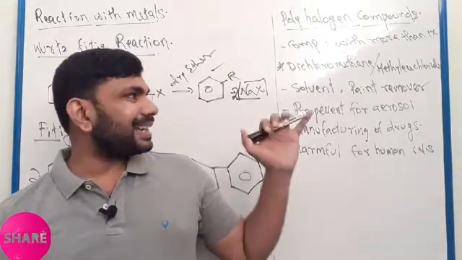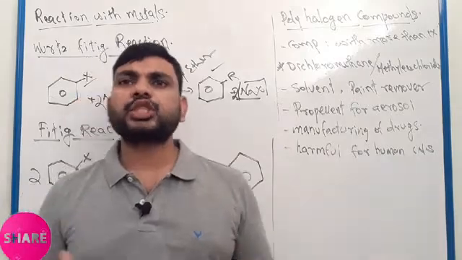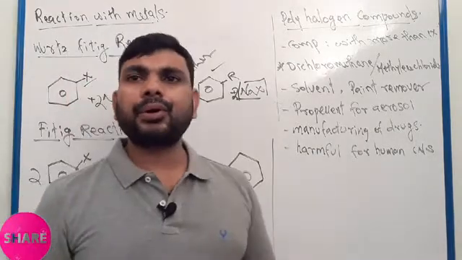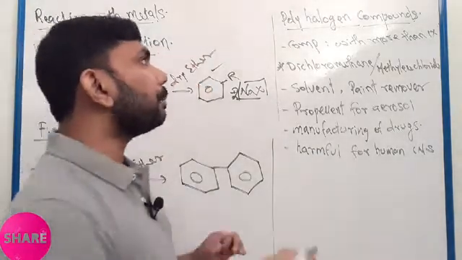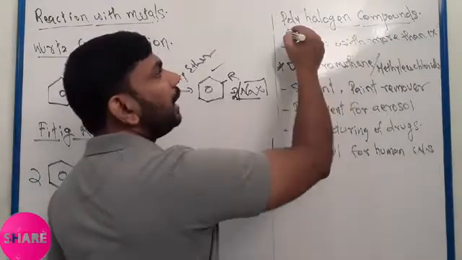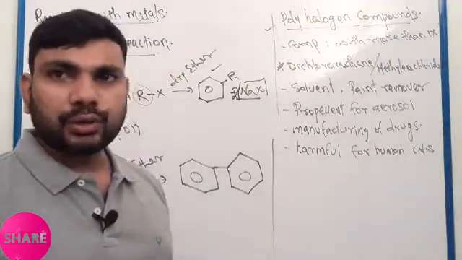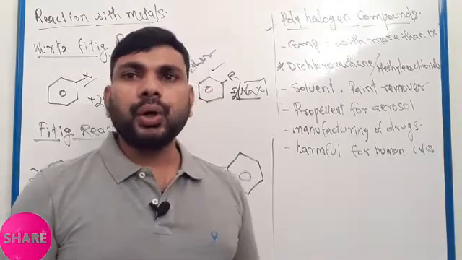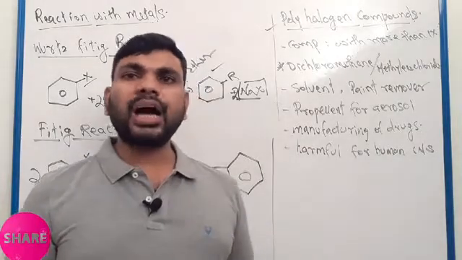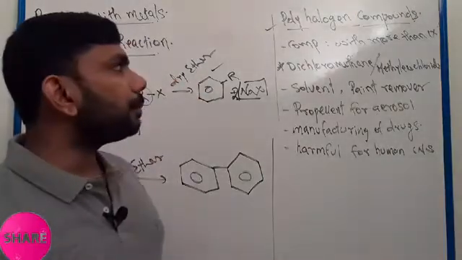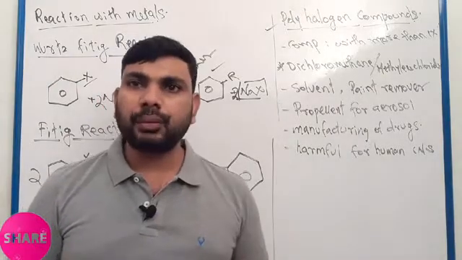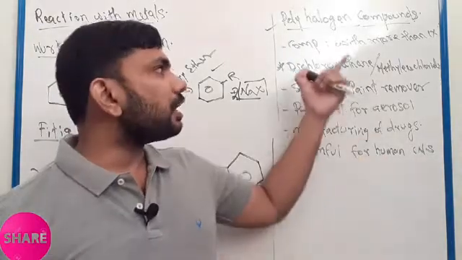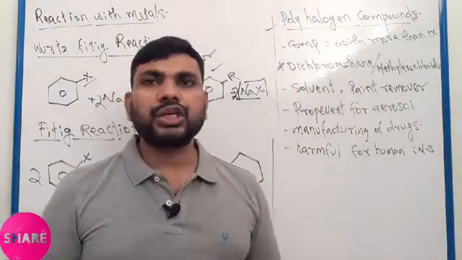Here, in the last part of this chapter, we have to discuss some important compounds. These compounds are polyhalogen compounds. Polyhalogen compounds are organic compounds that contain two or more halogens. Such types of compounds are called polyhalogen compounds.